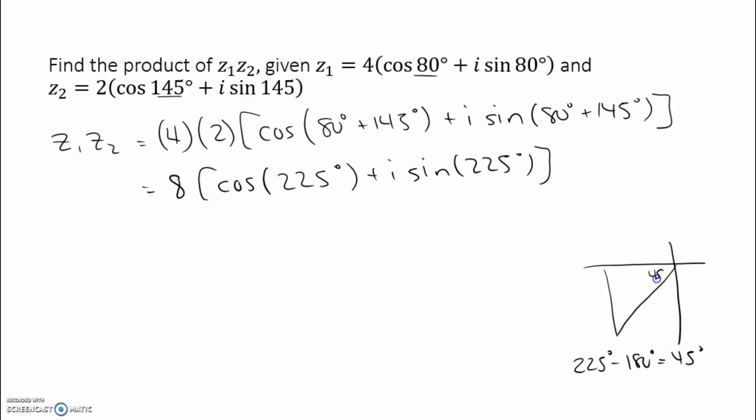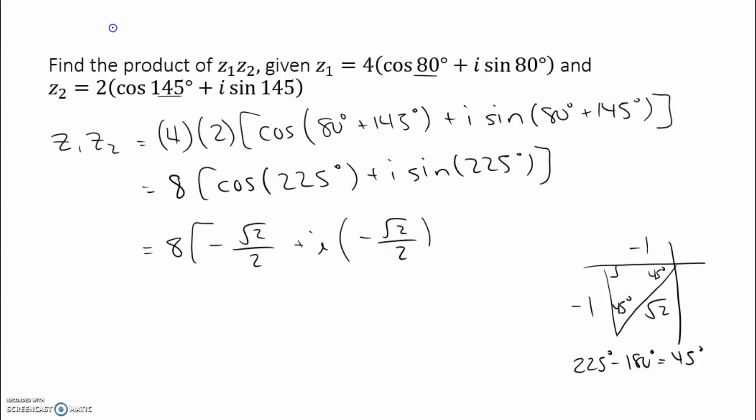Okay, so this is 45, 90, 45. We're back to the special triangle. So that's 1. That's negative 1. That's square root of 2. Okay, so this is equal to 8 times the cosine of 225, that would be negative square root of 2 over 2, and plus I times sine of 225, that is negative square root of 2 over 2.